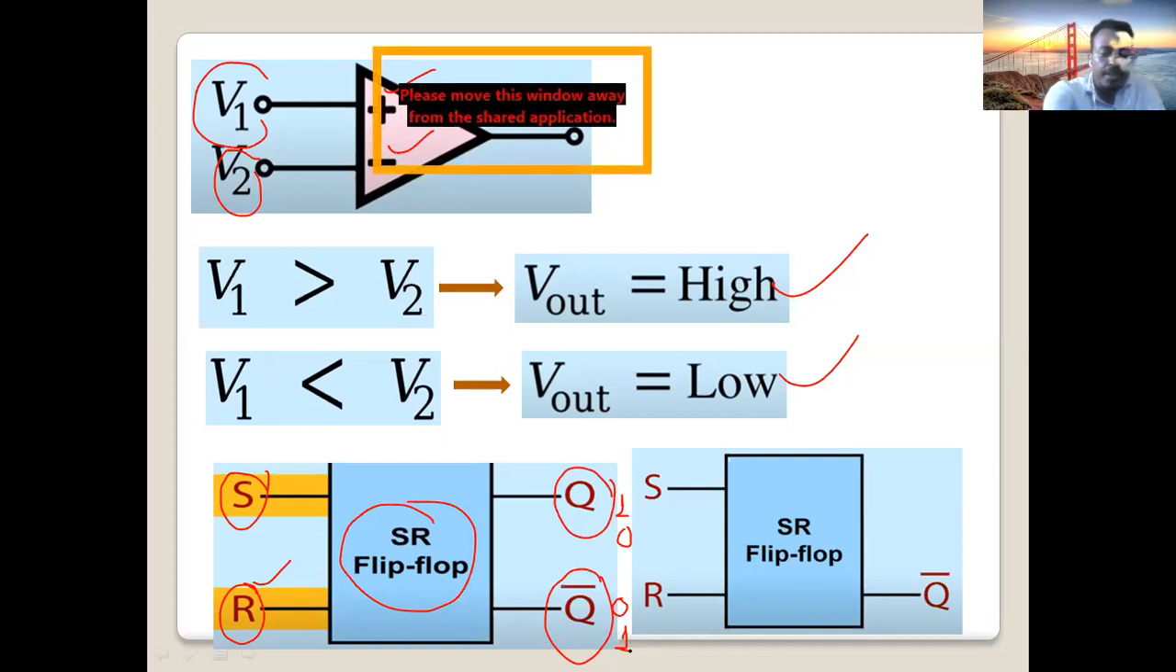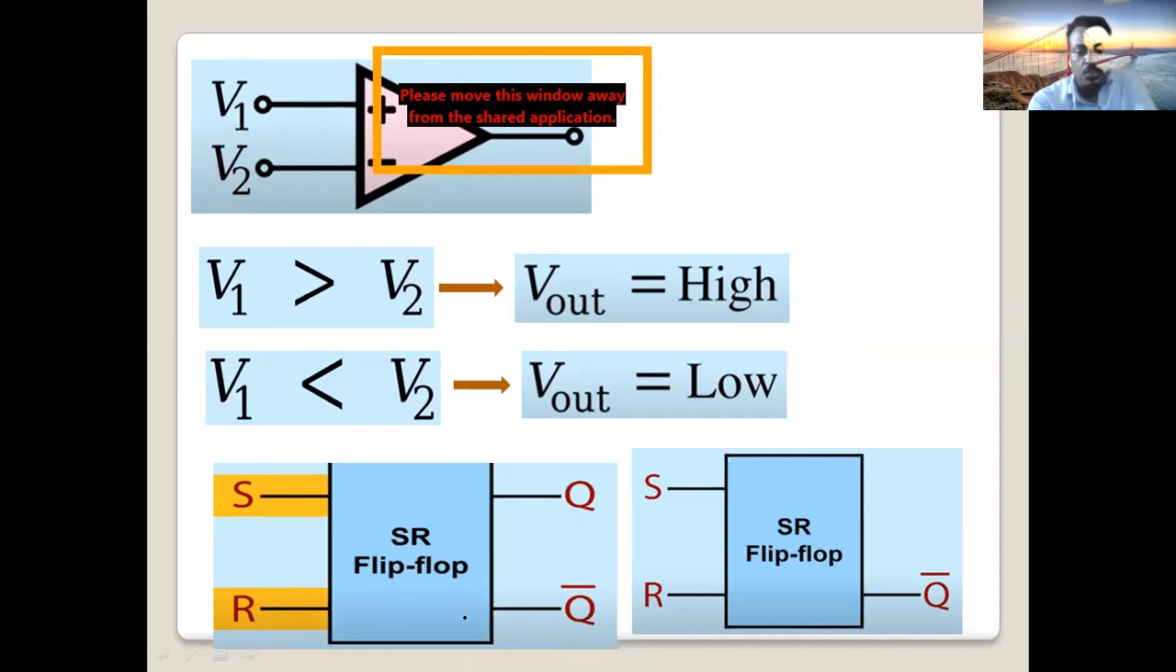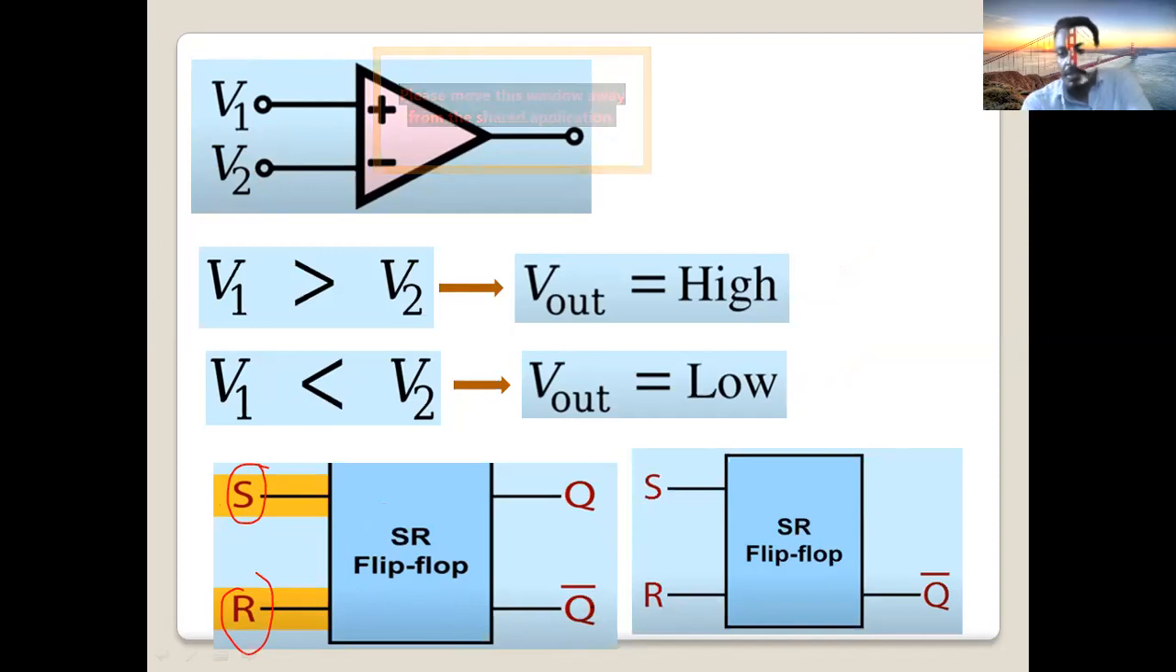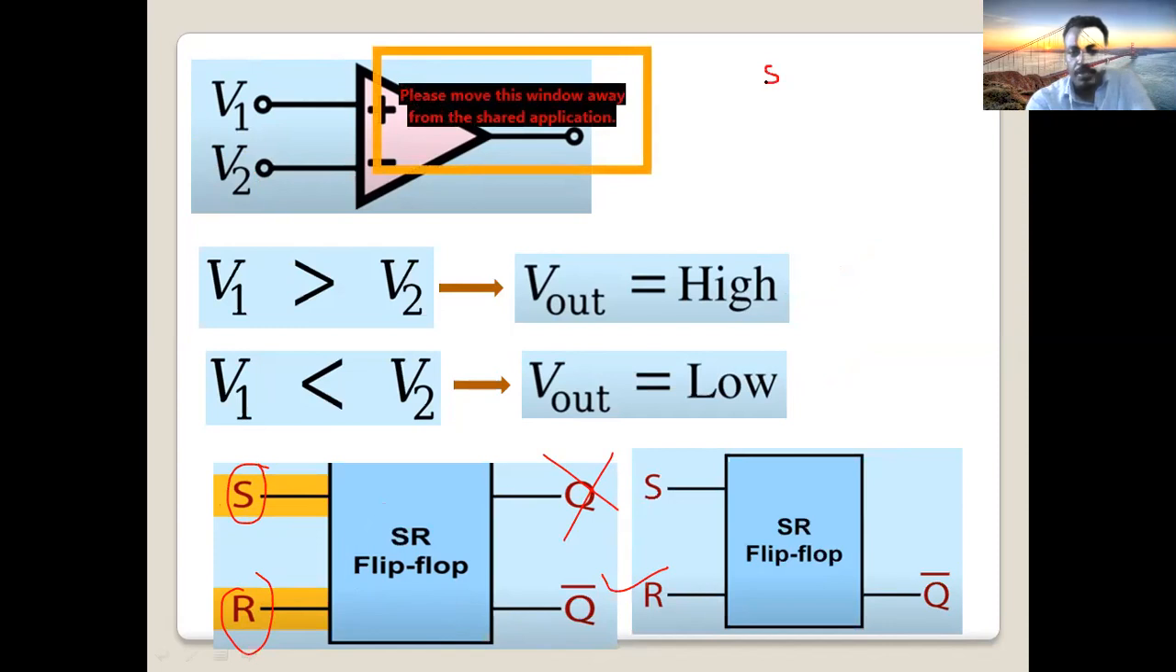Q and Q bar are the opposite. So the flip-flop has two inputs. What is S? Set input. What is R? Reset input. It has two outputs, Q and Q bar. But for the 555 timer, we are not using Q. We are using only one output, Q bar. Now how does it work? It has two inputs, set and reset. What is the output? Q bar, right?